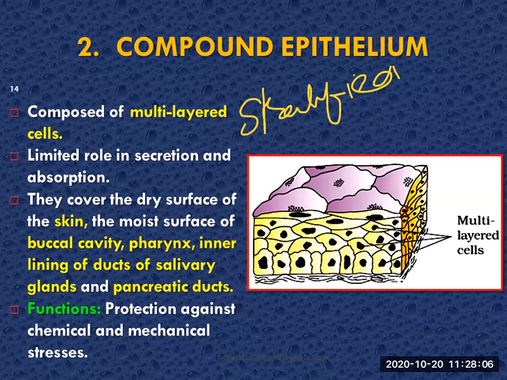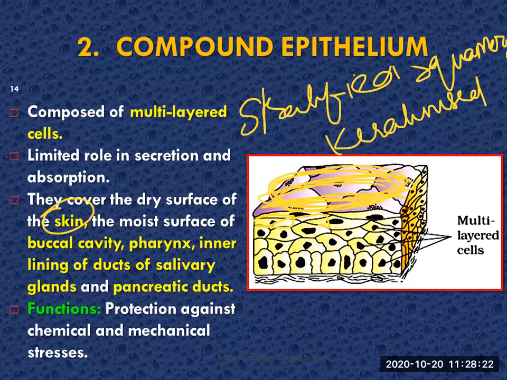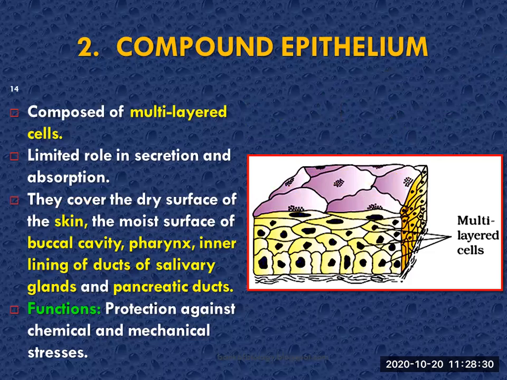Stratified squamous keratinized epithelium is present in the skin. In that, the uppermost layers of the cells are squamous, and those squamous cells will die. We call that process keratinization, just for knowledge to be remembered. We call such kind of cells stratified squamous keratinized. It is found on the dry surface of the skin.